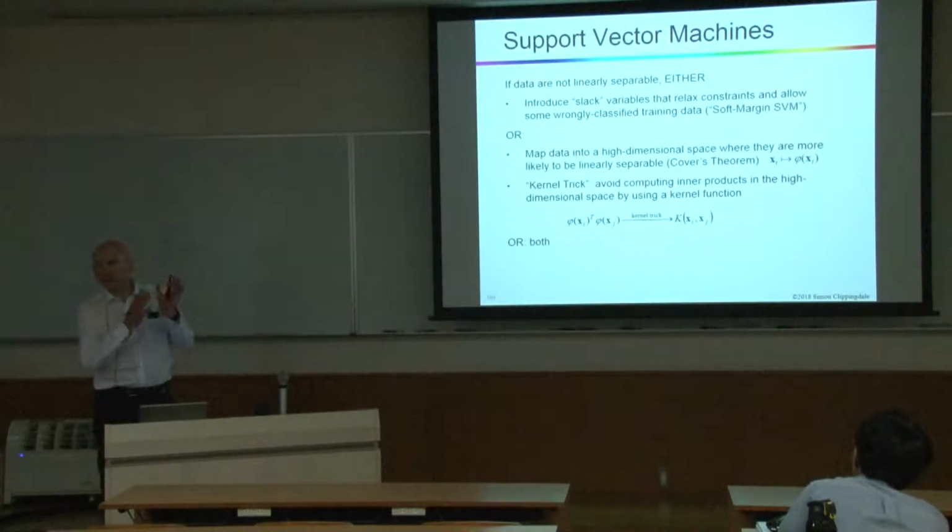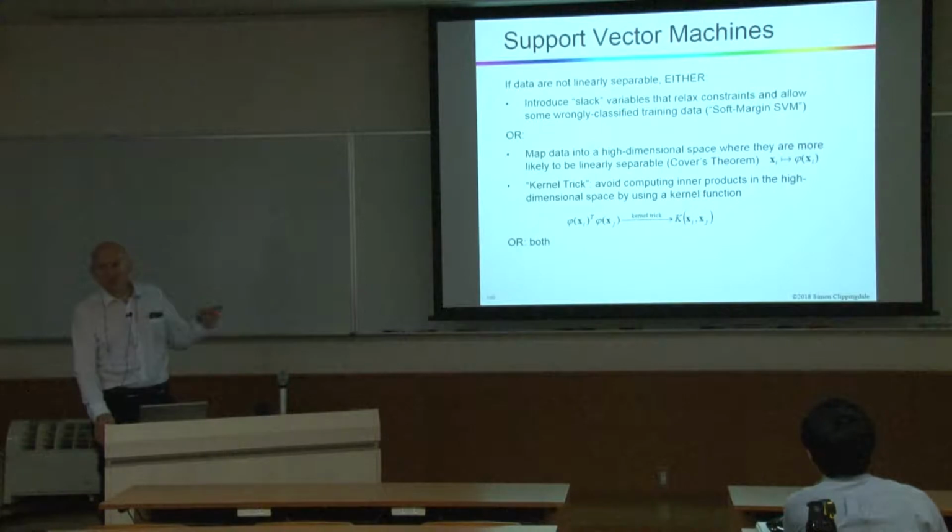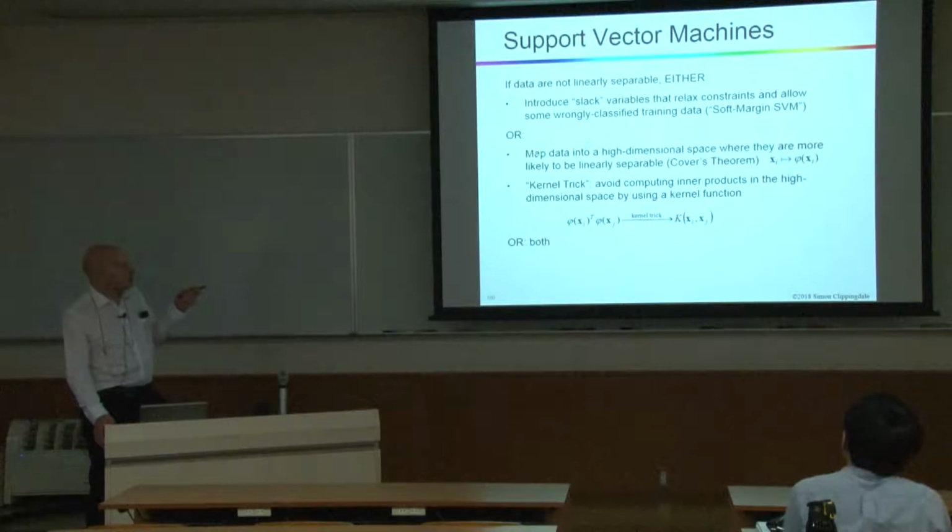That's fine if the data are linearly separable, if you can separate the 2 classes with a straight line. So what happens if you can't? One way of doing it is to introduce slack variables that relax the constraints and allow some wrongly classified points. And hence the so-called soft margin SVM is what that is. Another thing you can do is map your data into a high-dimensional space in which they are more likely to be linearly separable, and as can be proven.